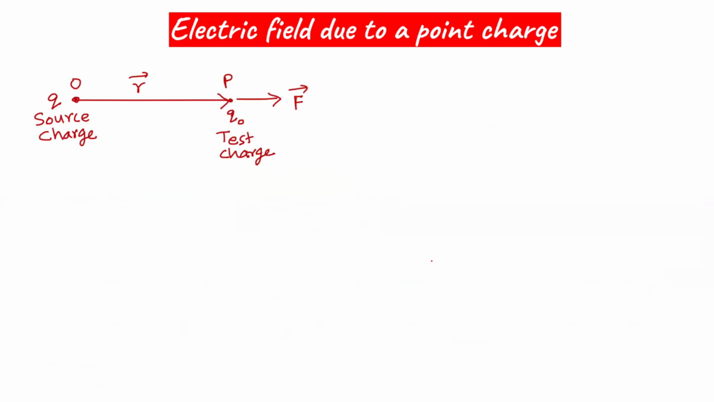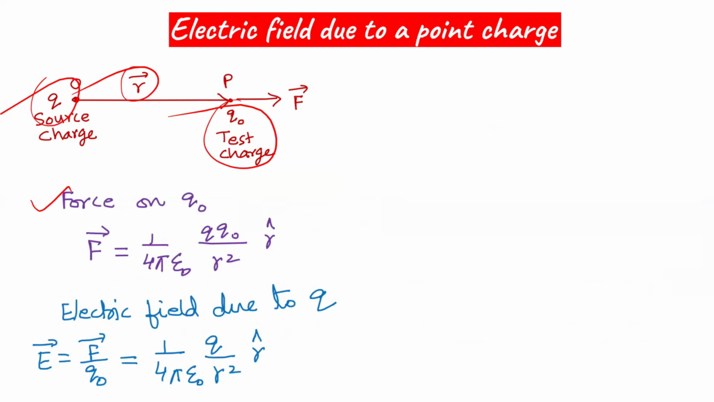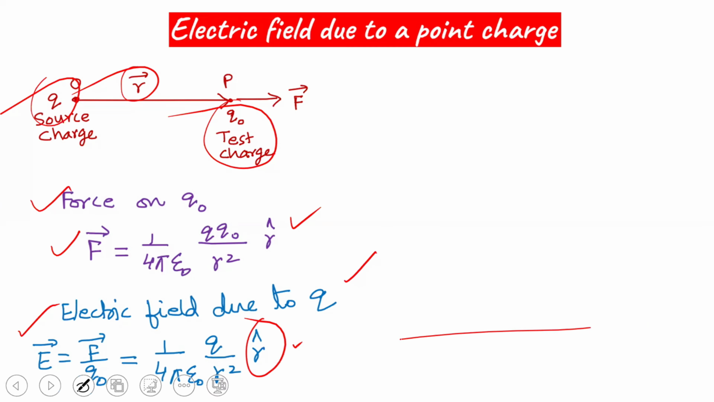Now, electric field due to a point charge. How to calculate? Suppose in this diagram there is a source charge and a test charge, and there is a force exerted on the test charge due to the source charge at a distance of R, where R is a position vector. So the force on Q0 is F vector equal to 1 upon 4 pi epsilon naught Q Q0 upon R square into R cap. The electric field due to Q is F upon Q0. So E vector is equal to 1 upon 4 pi epsilon naught Q upon R square in the direction of R cap.